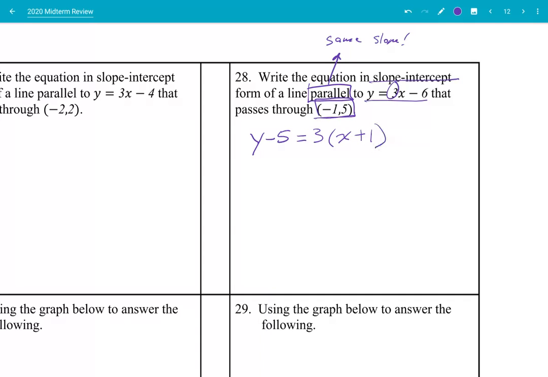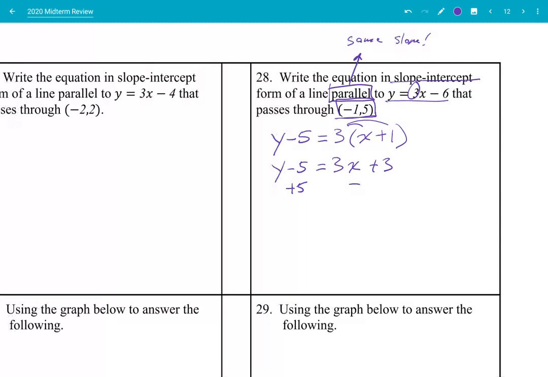So there it is in point-slope form. For slope-intercept, we just convert. Distribute that 3 and then add 5. There we go. y equals 3x plus 8.